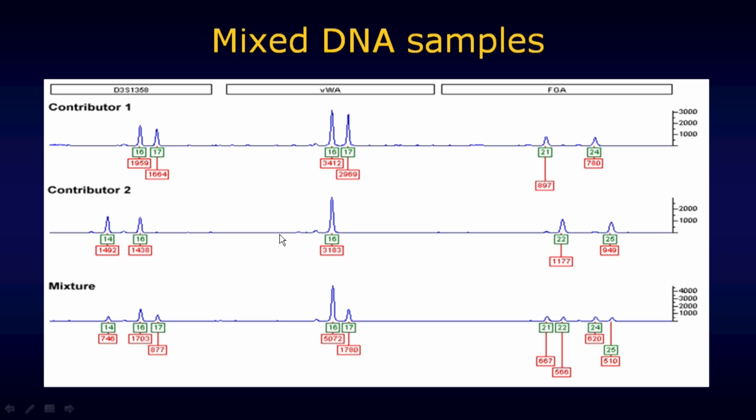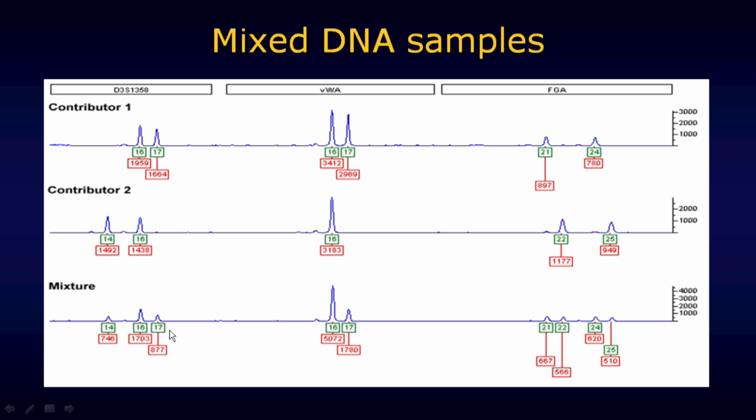But for a mixture, that rule no longer applies. When we combine the DNA from individual 1 and individual 2, we give rise to a DNA profile that has more than 1 or 2 peaks at each of the loci that we're looking at. You can see for the D3 locus, now 3 peaks have been labeled by the software that's giving names to these peaks. There's a 14, a 16, and a 17 that are observed.